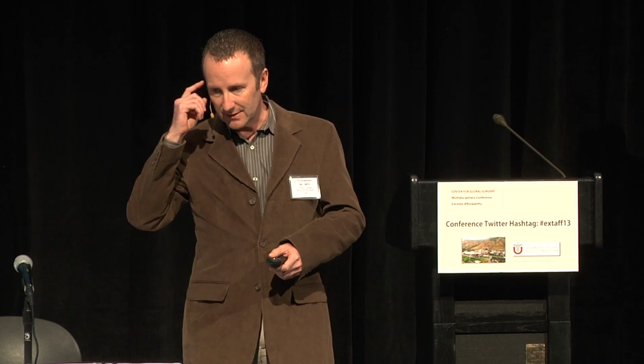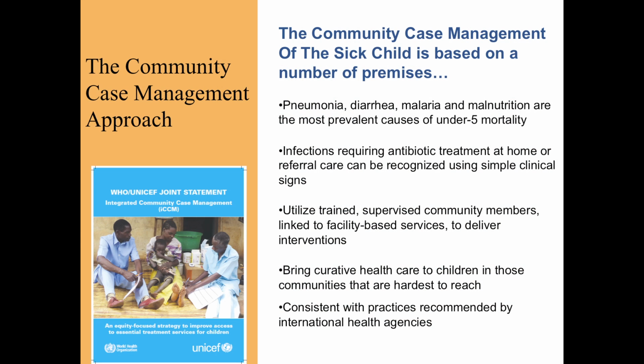My last 2 slides here promulgate the community case management approach to child survival. This has been promulgated by UNICEF, WHO, USAID has been heavily involved, but it's premised on the fact that pneumonia, diarrhea, malaria, and malnutrition are the most prevalent killers of kids under 5. Infections requiring antibiotic treatment at home or requiring referral care can be recognized using very simple clinical signs. We can bring curative care to these rural communities. And I'll show you how next.